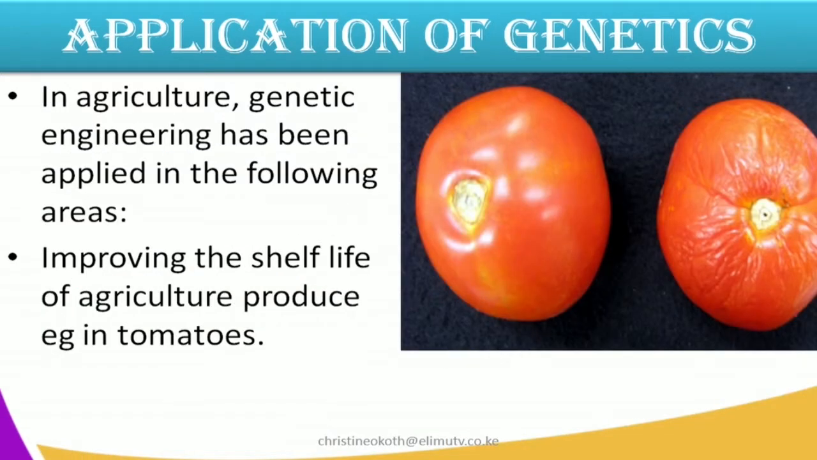Now, in the field of agriculture, genetic engineering has been applied in the following areas. For example, you want to improve the shelf life of your tomatoes. So you use this aspect of genetics, you just insert the gene that will help the tomatoes not to go bad easily. As we know, tomatoes, after they have ripened, tend to go bad very easily. But when you apply the genes which help the tomatoes to have a longer shelf life, this one is a plus to the farmers.